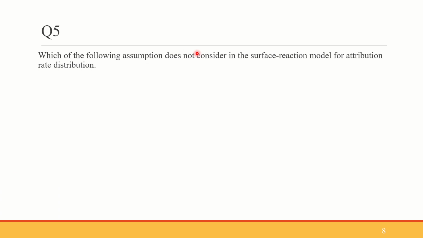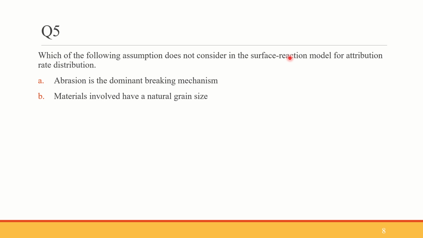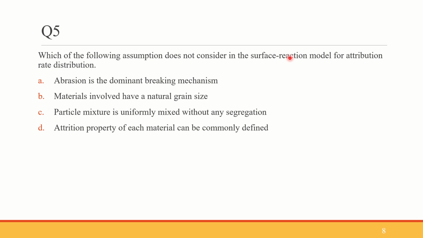Question 5. Which of the following assumptions is not considered in the surface reaction model for attrition rate distribution? Option A, abrasion is the dominant breaking mechanism. Option B, materials involved have a natural grain size. Option C, particle mixture is uniformly mixed without any segregation. Option D, attrition property of each material can be commonly defined.